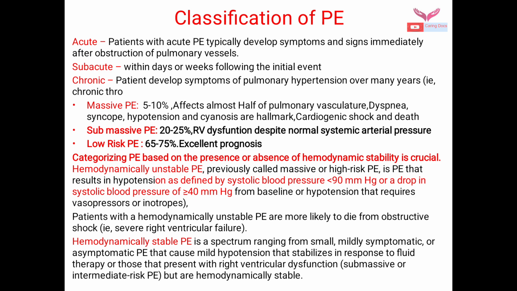Then we have hemodynamically stable pulmonary embolism. It is a spectrum which ranges from small, mildly symptomatic or asymptomatic pulmonary embolism that causes mild hypotension that stabilizes in response to fluid therapy, or those that present with right ventricular dysfunction, that is submassive or intermediate risk pulmonary embolism, but they are hemodynamically stable.